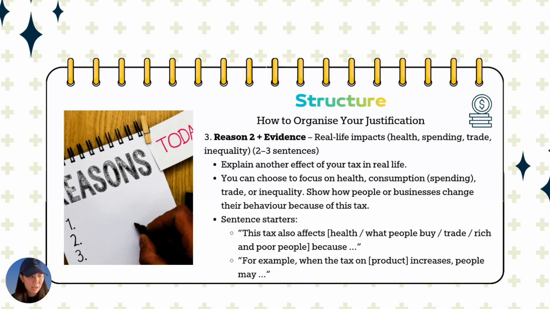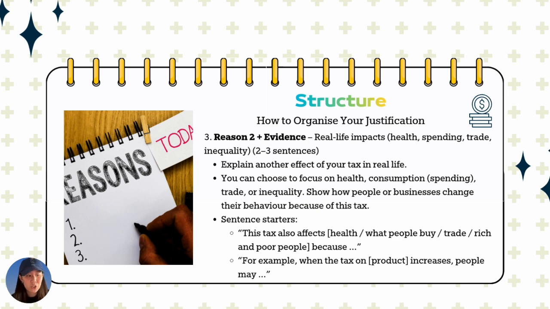So step 3 is reason 2 and evidence, which is about the real life impacts. Here you explain a different type of effect of your tax in real life. Again, this is 2 to 3 sentences. On the slide, it says you can focus on health, consumption or spending, trade or inequality. So ask yourself, does this tax change what people buy? Does it affect people's health? Does it change how rich and poor people are treated? Does it affect trade between countries?